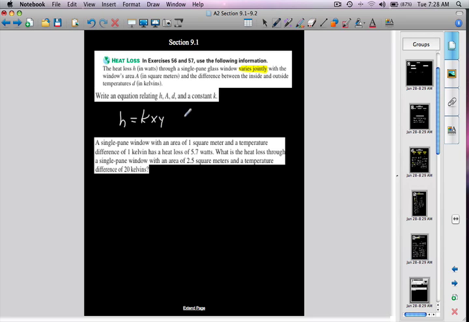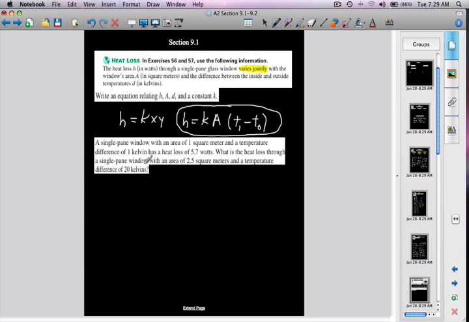So heat loss will vary jointly with some constant of variation times the area of the window and the difference between the inside and outside temperatures. So I would have temperature inside and temperature outside. So H is varying, right? I've got a constant of variation jointly, so I'm going to have two different values multiplied together, the area and the difference between the inside and outside temperatures. So this would be the process of writing the model.